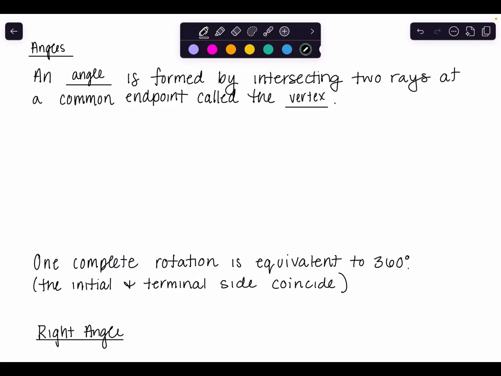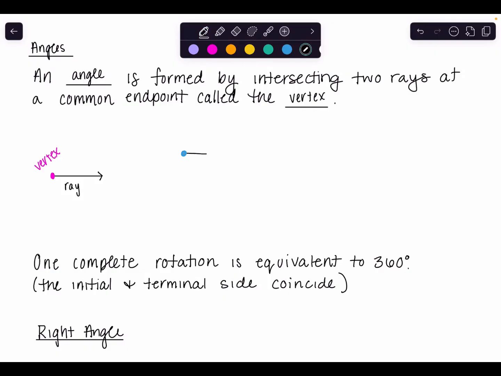Okay. So we're going to draw some pictures. A ray is basically you have a starting point and then you have a never-ending line going off of it in one direction. So this here is a ray. The point where it starts right here is called the vertex. Okay. So an angle is formed when we position two of these so that they have that same starting point. So we have a common vertex.